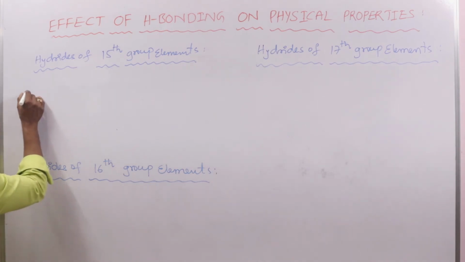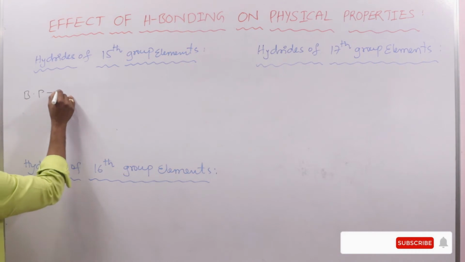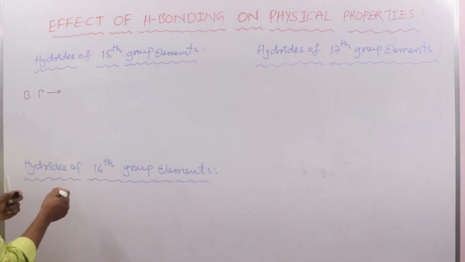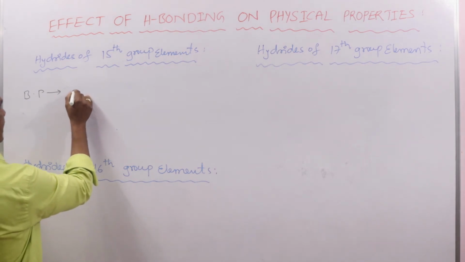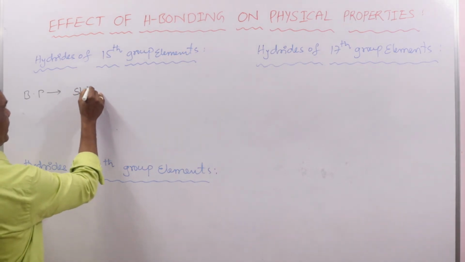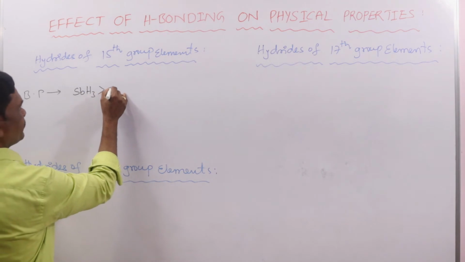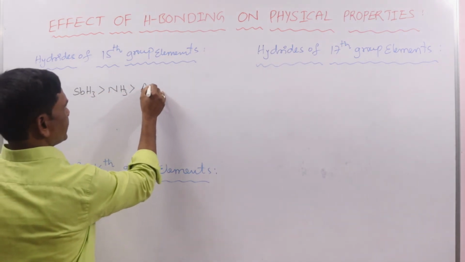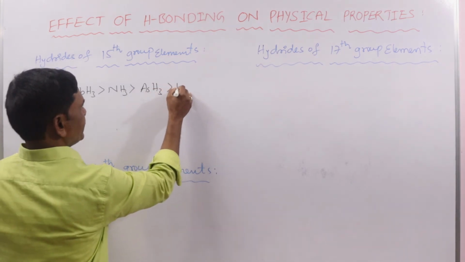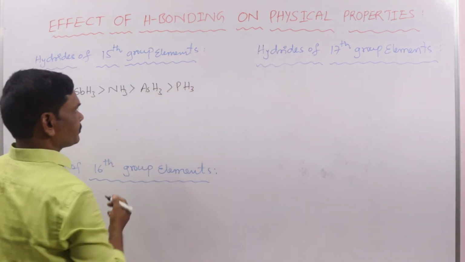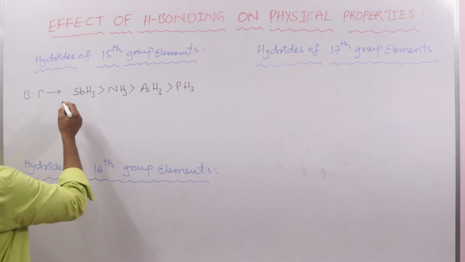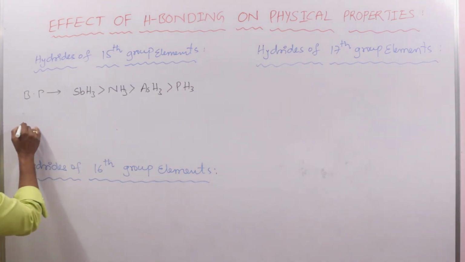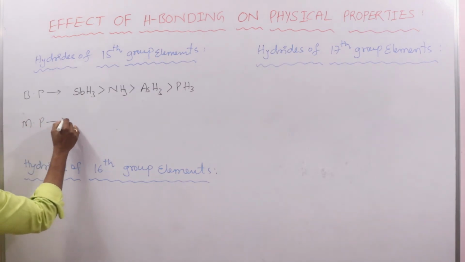So first one is what? Boiling point. Order of boiling point. So already I have explained, right? Here the boiling point order is SbH3 greater than NH3 greater than AsH3 greater than PH3. So now this is the order of boiling point. Okay. So next one, melting point.